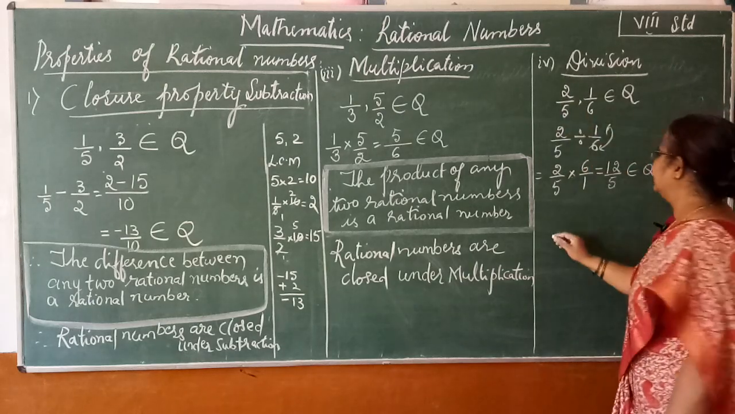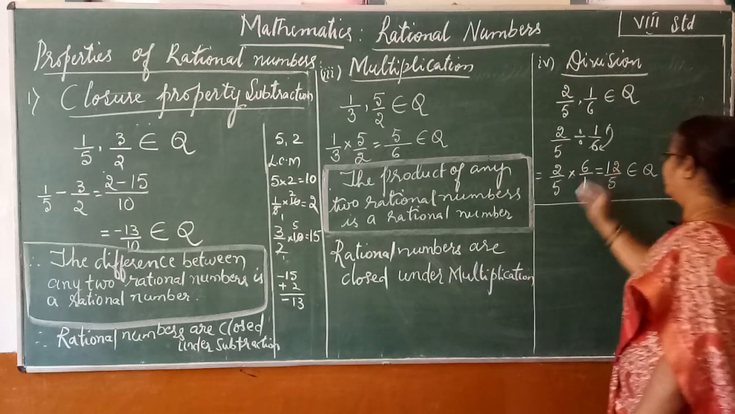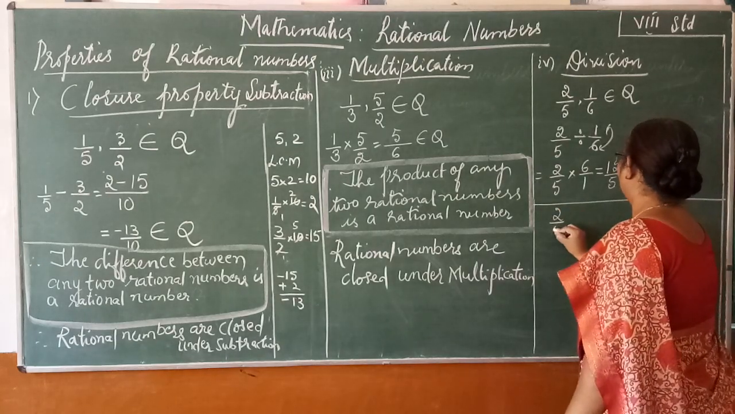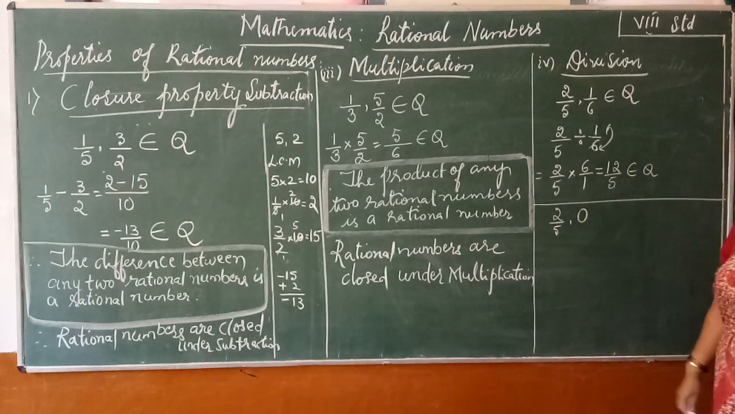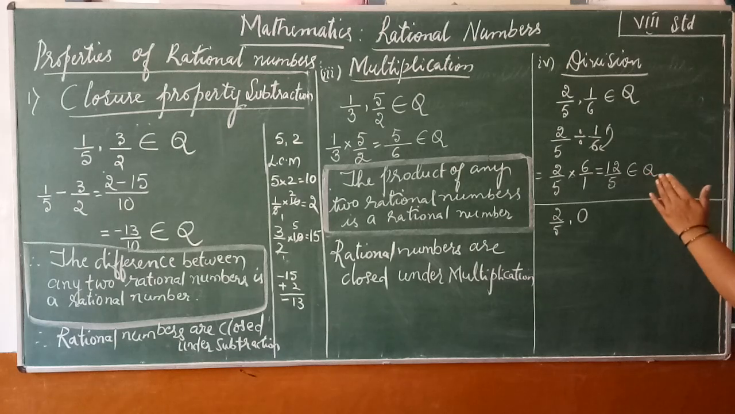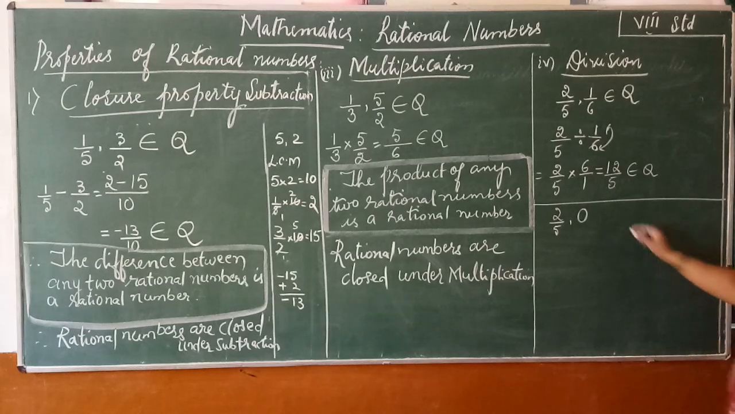This is one case. Suppose I take 2 by 5 and 0. See, it's very important. Anywhere if you take 0 in multiplication or addition or subtraction, you won't get this kind of special case. But here in division, when you consider 0, what happens? Let us see.